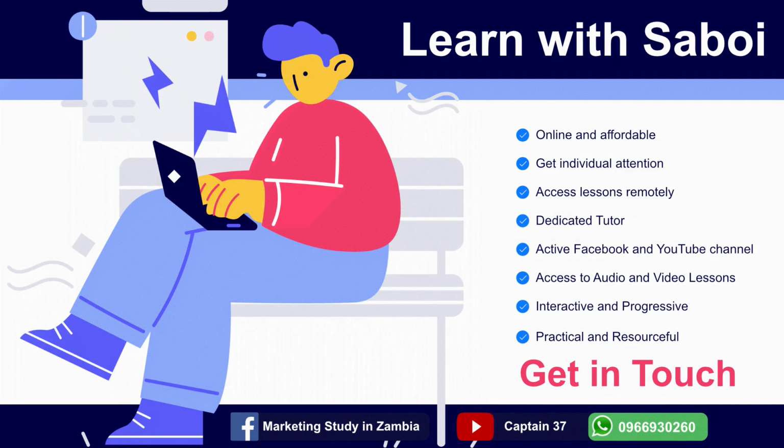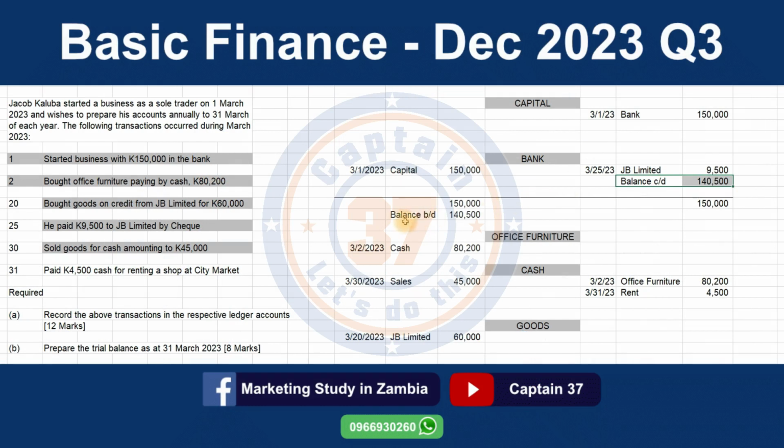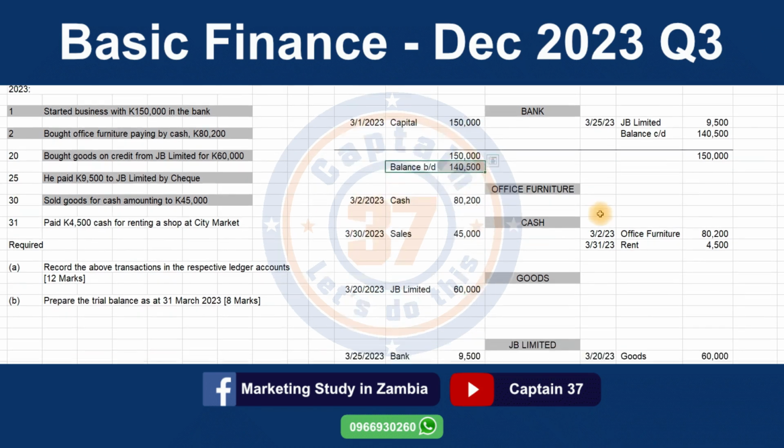Here's something very important to remember. This balance is always going to be brought down on the opposite side. If this were this side, then the one that we could have brought down was going to be on this side. Let's see if we have anything close to that.